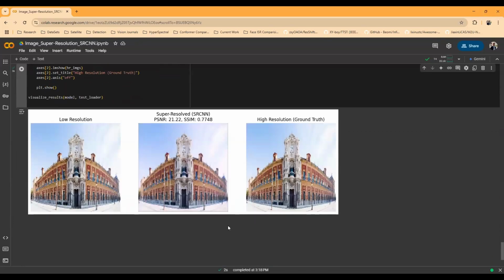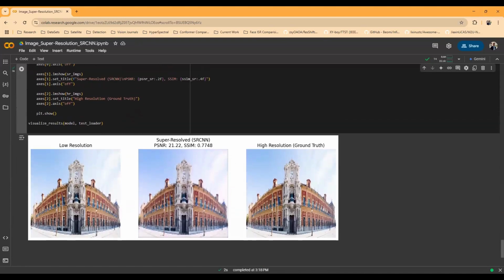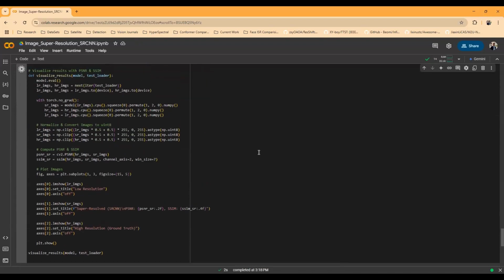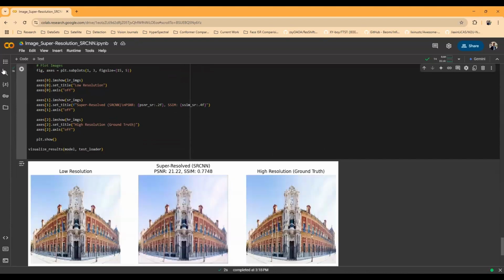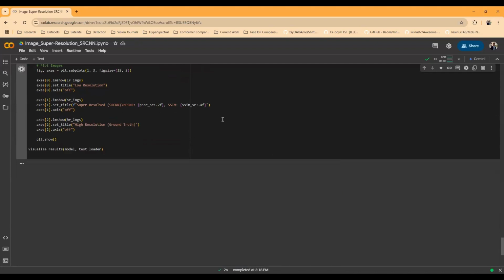So you can see the low resolution input, the high resolution ground truth, and the output here. Let me run it again and see if there is some other image, so I can show the difference. Okay, so it's not random.